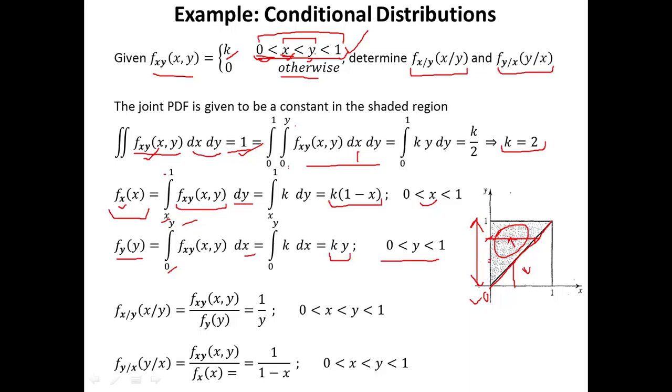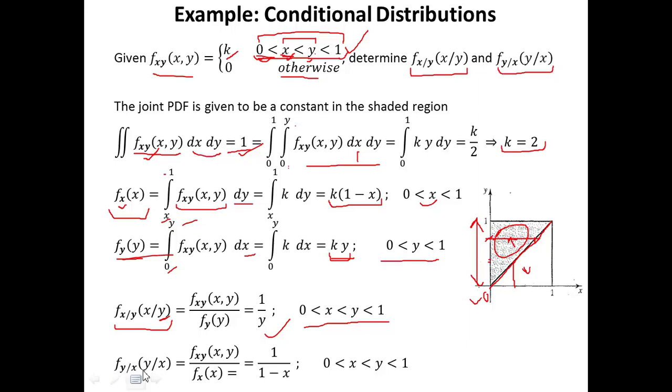Now we can easily determine f(x given y), because by formula it equals the joint density function divided by the PDF of random variable y, that is f(x,y) divided by f(y). f(x,y) for this range 0 to x to y to 1 is already defined as k, and f(y) is defined as ky, so k divided by ky is 1 by y.